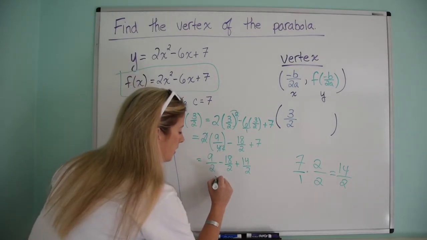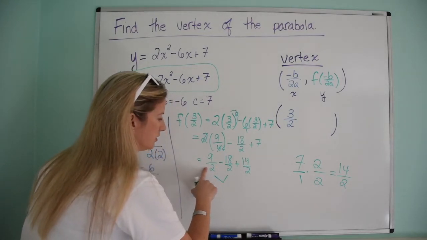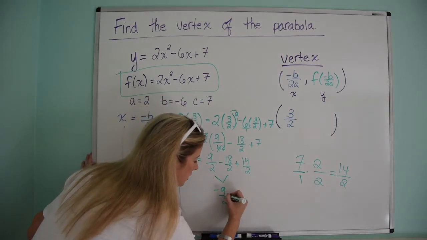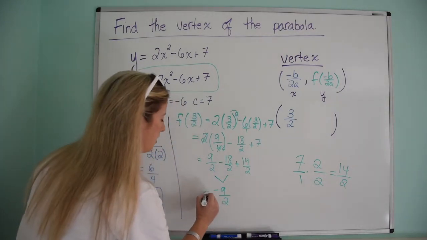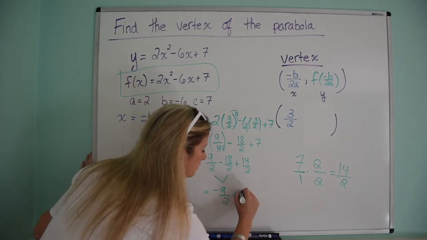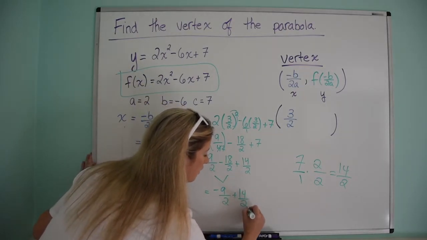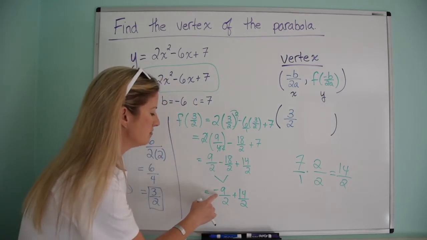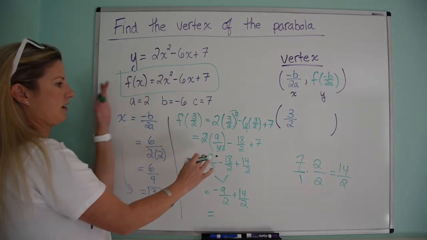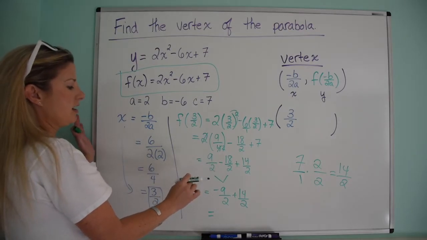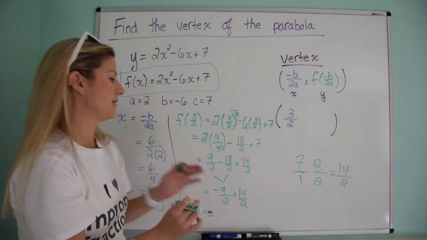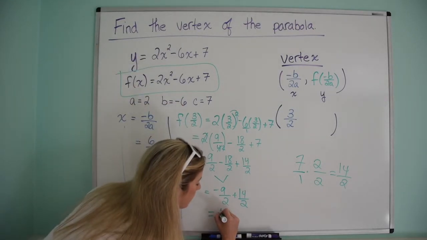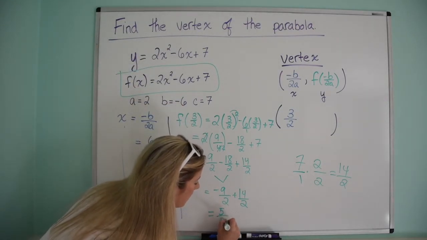So 9 over 2 minus 18 over 2, that's going to be negative 9 over 2. Whoops, sorry. Make that a little better there. And then plus 14 over 2. Perfect. Now I just add across. I'm getting really low here. All right, so negative 9 plus positive 14. So think, you're at negative 9 on the number line. You are adding 14 to that. I'm going to end up in positive territory, and it's going to be 5. And then over 2. Perfect.